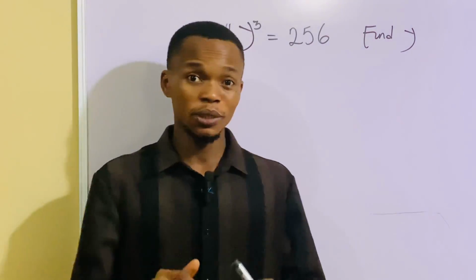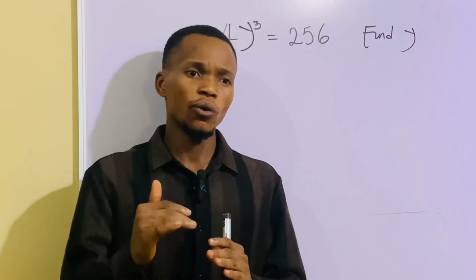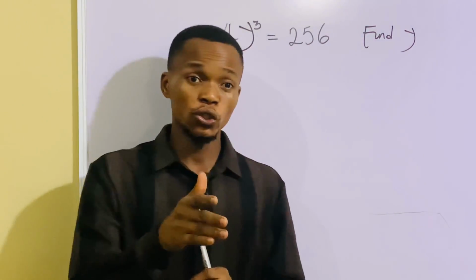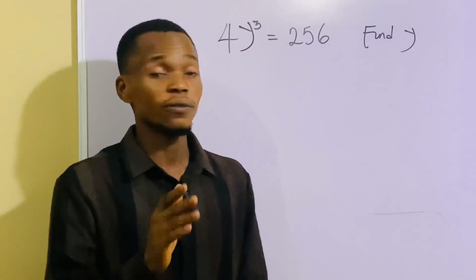Now, whenever a student comes across a question that looks like this, it's actually a nightmare, especially when the variable of the alphabet is greater than 2, it becomes a problem. Now, this is what you should do. It's actually easy. Now, I have 4y raised to power 3 is equal to 256.